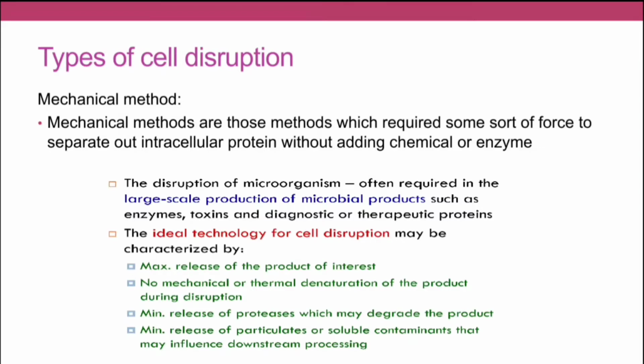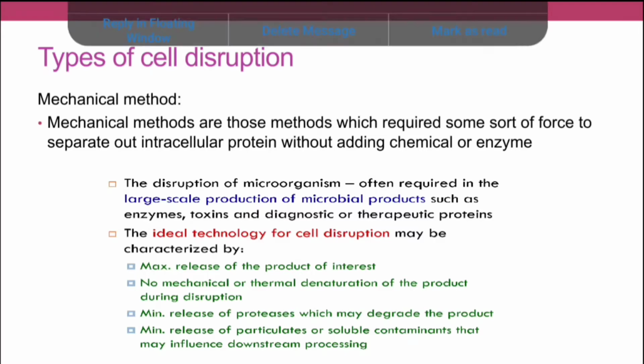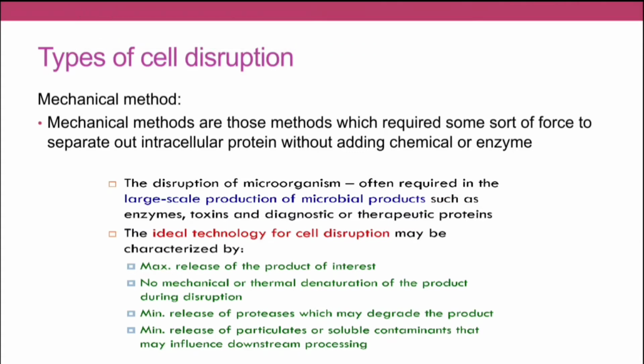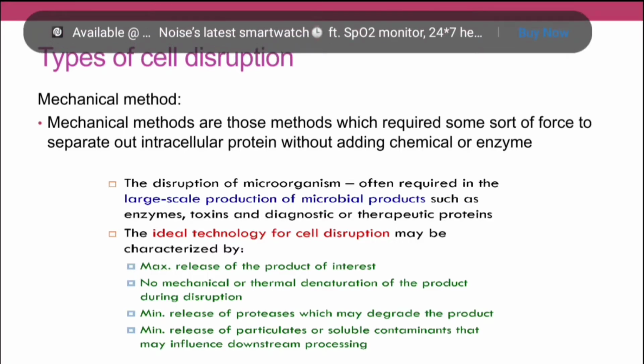Now the disruption of microorganisms is often required in the large scale production of microbial products such as enzymes, toxins, and diagnostic or therapeutic proteins. Many of the toxins and many of the enzymes are produced intracellularly, and that's why these types of methods can be used. Now maximum release of the product of interest is achieved by this method.